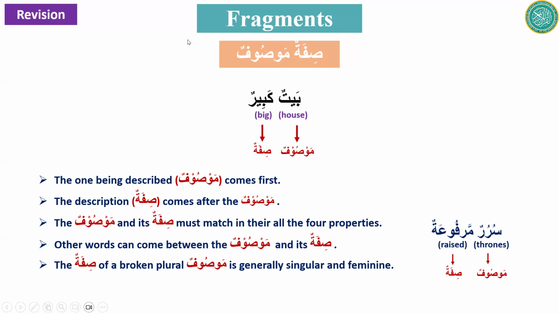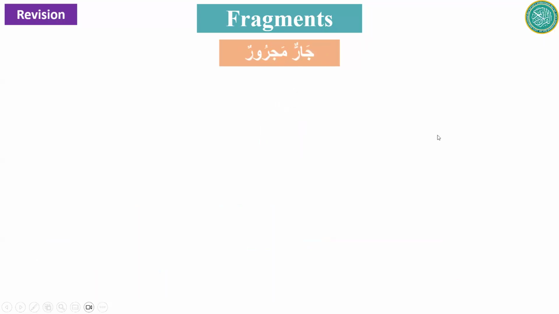Okay, so we have done revision of two fragments. Let's go to the third one. The third one is jar majroor. In jar majroor, we memorize the table first of all. Ali, what is that table?